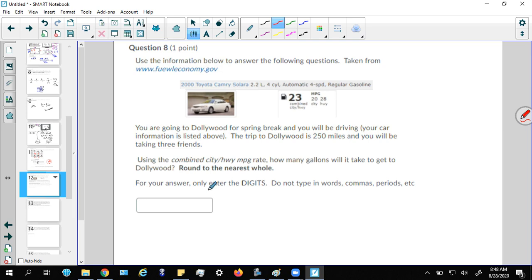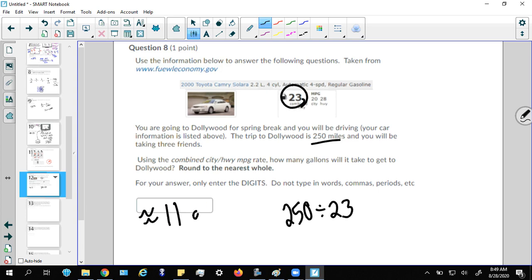Now, because we've done several of these questions, I'm just going to do the easiest thing here. Dollywood is 250 miles away, and your car gets 23 miles per gallon. So I'm just simply going to divide these two. So 250 divided by 23. You're going to get a decimal, but it's going to round to 11 gallons. So rounding to 11 gallons.